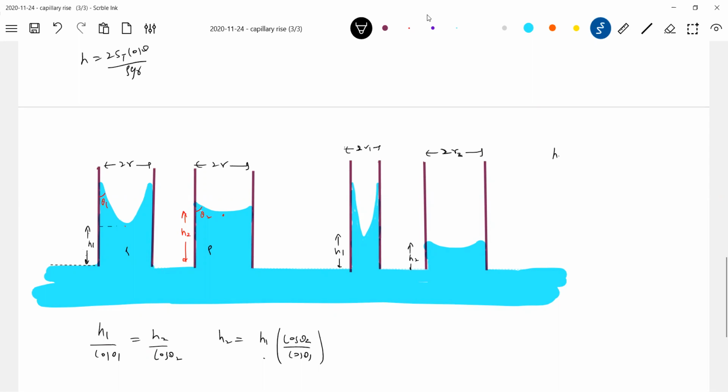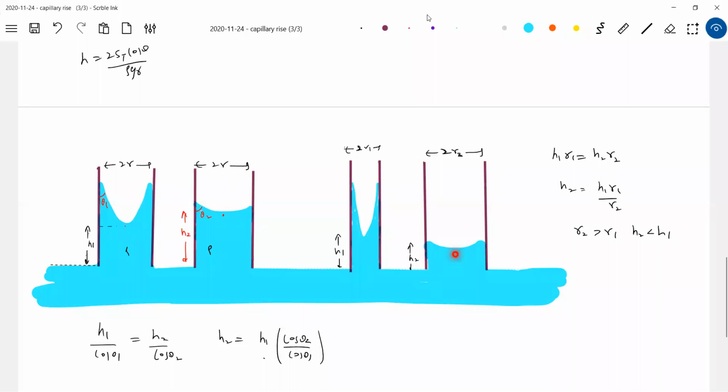Now what should be the equation? H1 R1 should be equal to H2 R2. So H2 equals H1 R1 by R2. What do we expect of H2? As R2 is greater than R1, H2 should be less than H1. So if you increase the radius of the capillary tube, what will happen to the level of liquid inside? It will fall. This will be the basic condition.